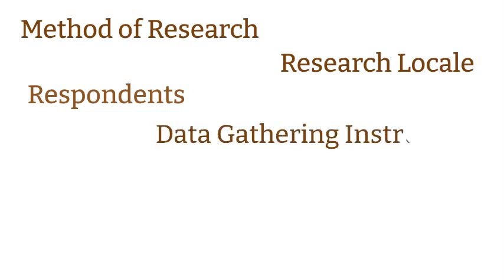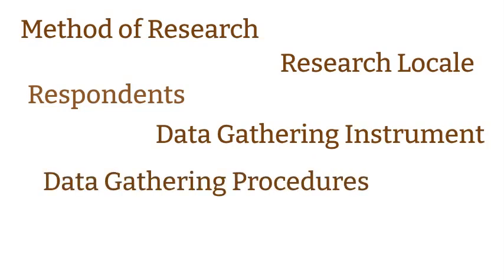Data gathering instrument. Instrument is the generic term researchers use for measurement devices like surveys, tests, and questionnaires. Data gathering procedures. Data gathering is the process of gathering and measuring information on variables of interest in an established systematic method that enables one to answer stated research questions, test hypotheses, and evaluate outcomes. There are several techniques or strategies for data collection with corresponding statistical instruments.